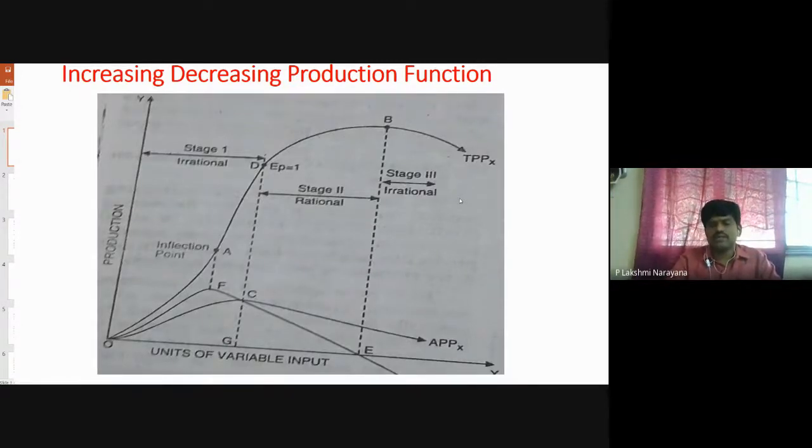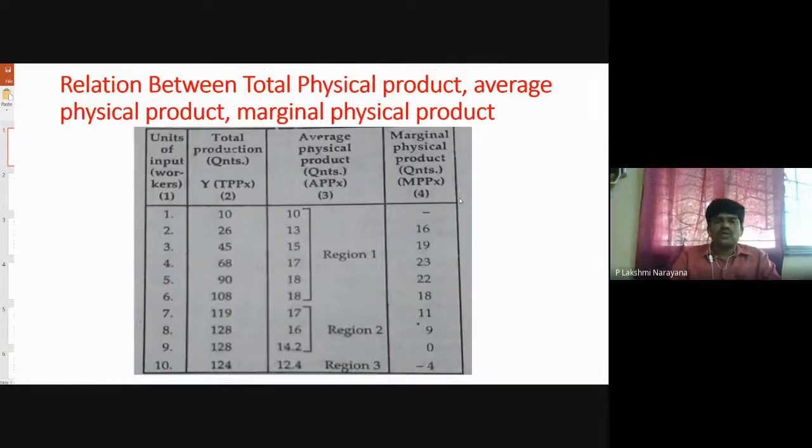Why? Because if we increase variable inputs, all the production possibilities are declining. Total production, average production, and marginal production all turn negative. So that's why it is called the increasing and decreasing production function. So what is the relationship between total physical product, average physical product, and marginal physical product?